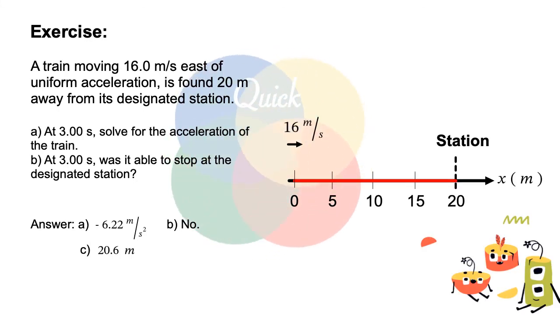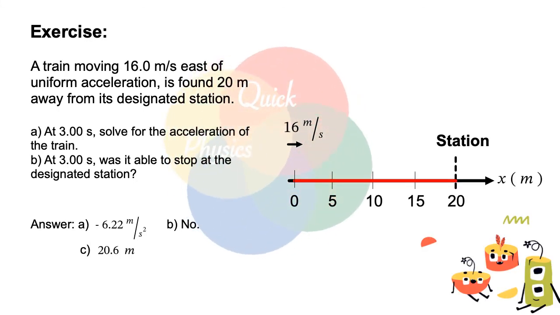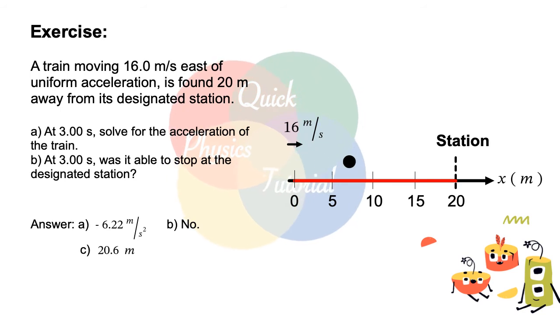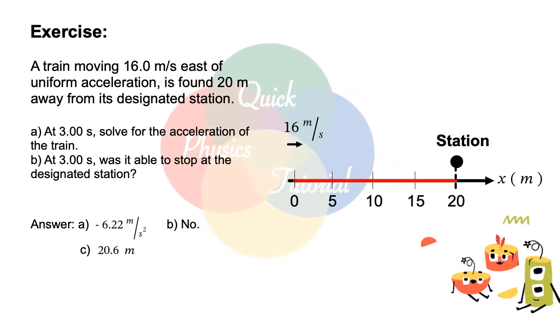Let us have a little exercise. A train moving 16 meters per second east of uniform acceleration is found 20 meters away from its designated station. At 3 seconds, solve for the acceleration of the train. And was it able to stop at the designated station? Just follow the previous steps and you will get the same correct answer.